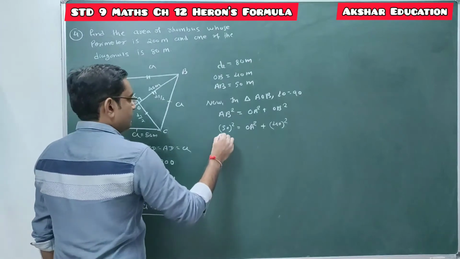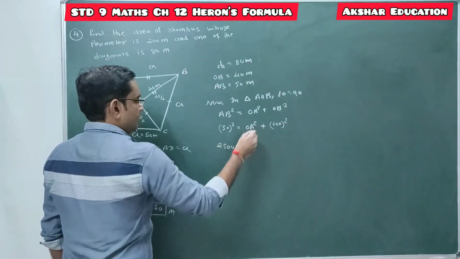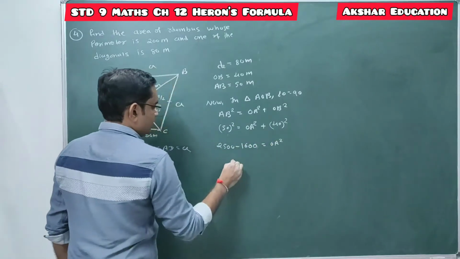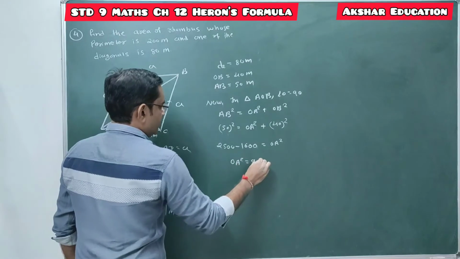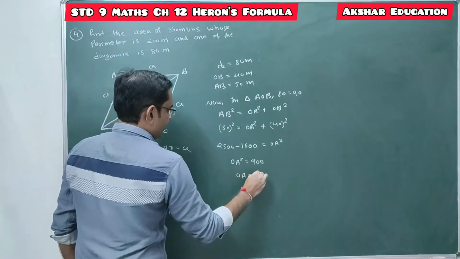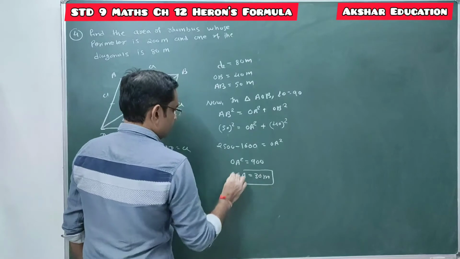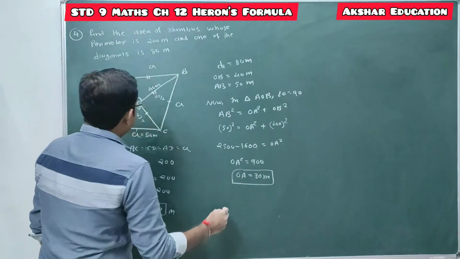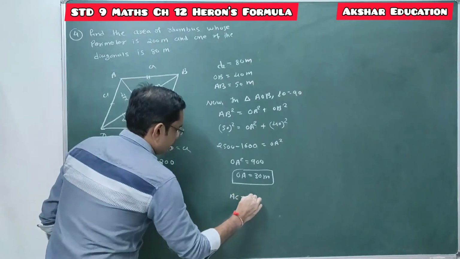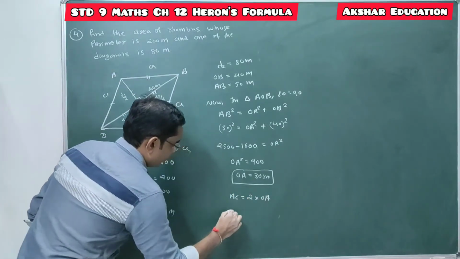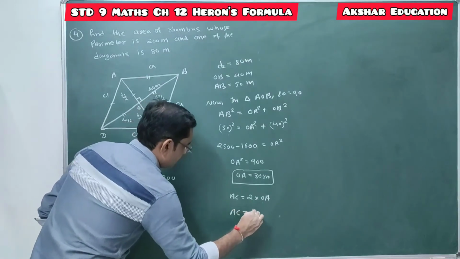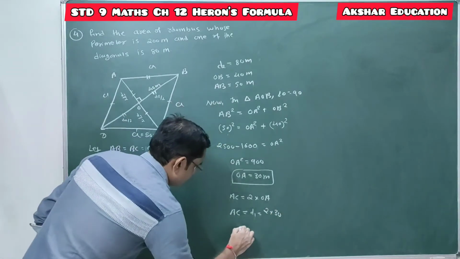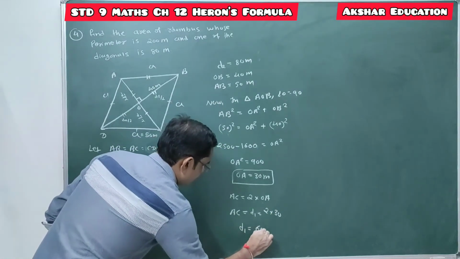So 2500 minus 1600 equal to OA square. So our OA square will be equal to 900 and OA will be 30 meter. What is OA? It is the half of the diagonal, D1 by 2. So our diagonal AC will be twice of OA. So we are getting the diagonal AC, which is equal to D1 equal to 2 into 30. So length of diagonal D1 will be 60 meter.